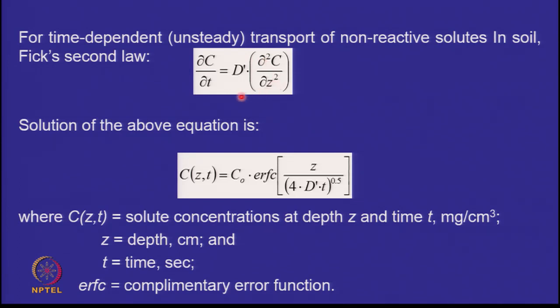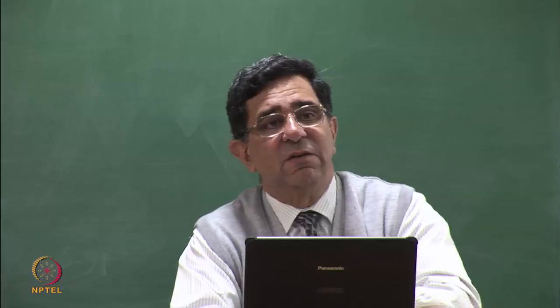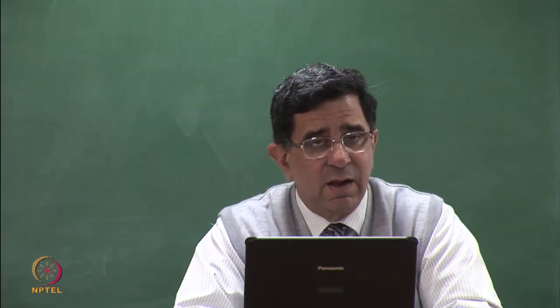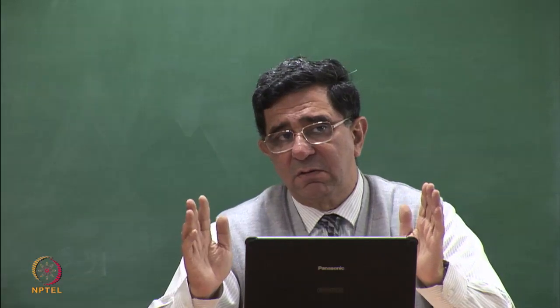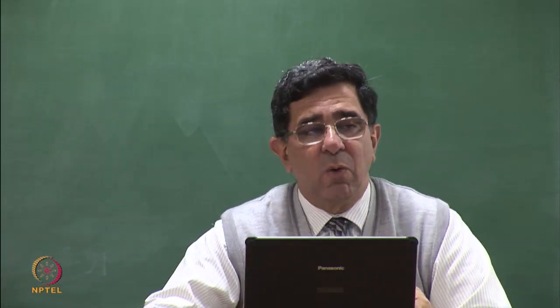Luckily there is a solution for this equation, and the solution is the concentration at any depth and at any time is related to the original concentration at the top by this complementary error function of z over 2 root of D dash t. Now you will have to take this formula as a given. We are not going to do this derivation. You can all read up about this. It's not very complicated, but what does it give me?